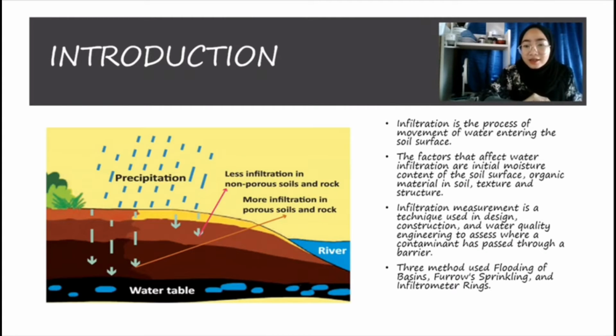Next, infiltration measurement is a technique used in design construction and water quality engineering to assess where a contaminant has passed through a barrier. The methods used in this research are flooding of basins, furrow sprinkling, and infiltrometering.